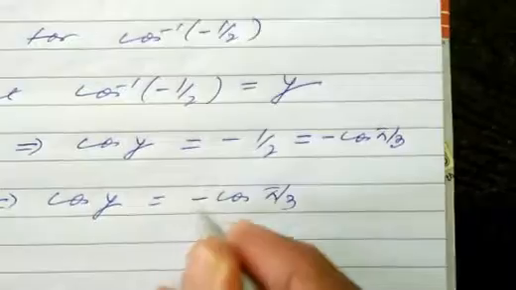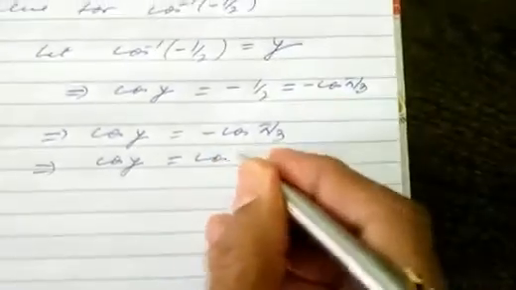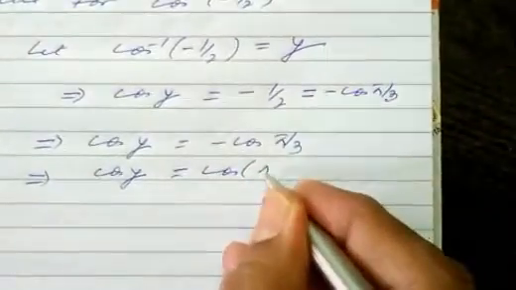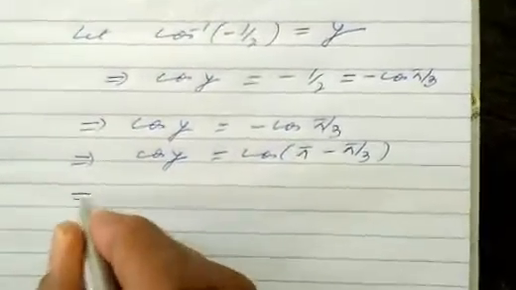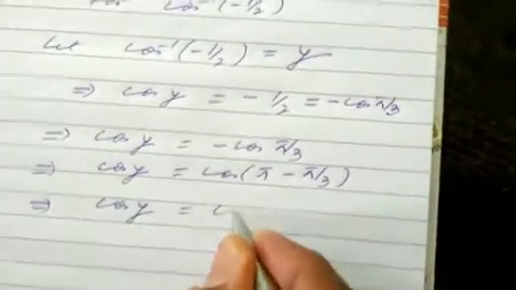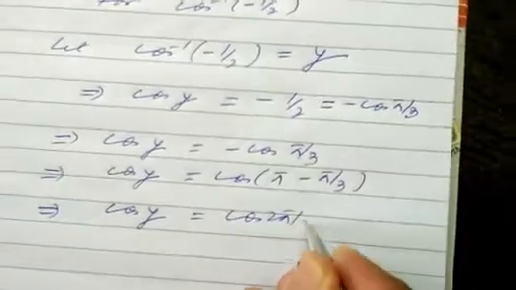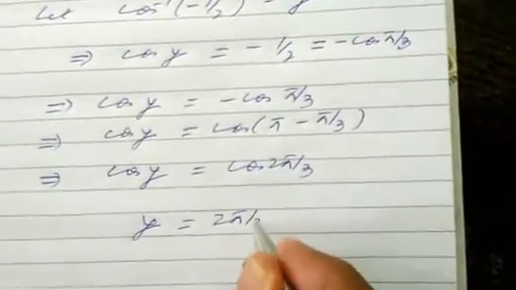Right now we cannot compare because the negative sign is there. What will we do? We can write cos y is equal to cos of pi minus pi by 3, either minus cos pi by 3 or cos in the second quadrant, where cos is negative. So we are writing it like this. Now this implies cos y is equal to cos 2 pi by 3. Comparing both sides, y is equal to 2 pi by 3.